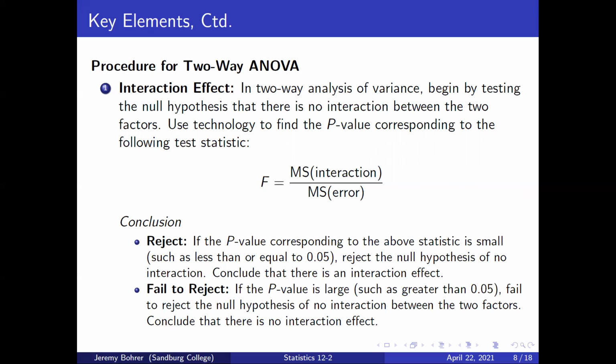Conclude that there is an interaction effect. Fail to reject if the p-value is large, such as greater than 0.05. Fail to reject the null hypothesis of no interaction between the two factors. Conclude that there is no interaction effect.